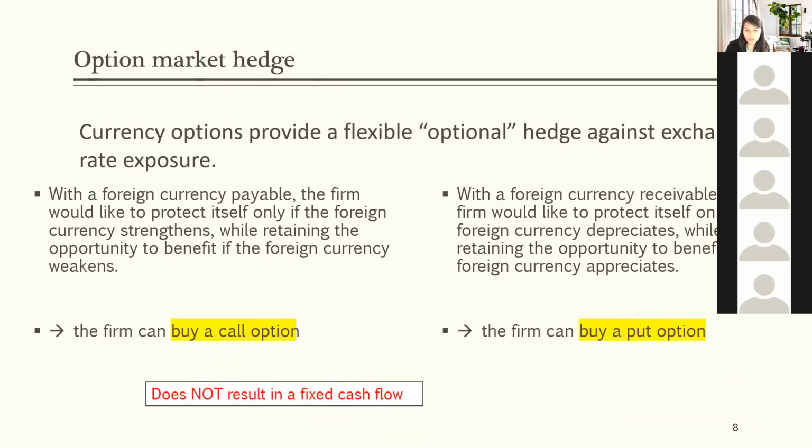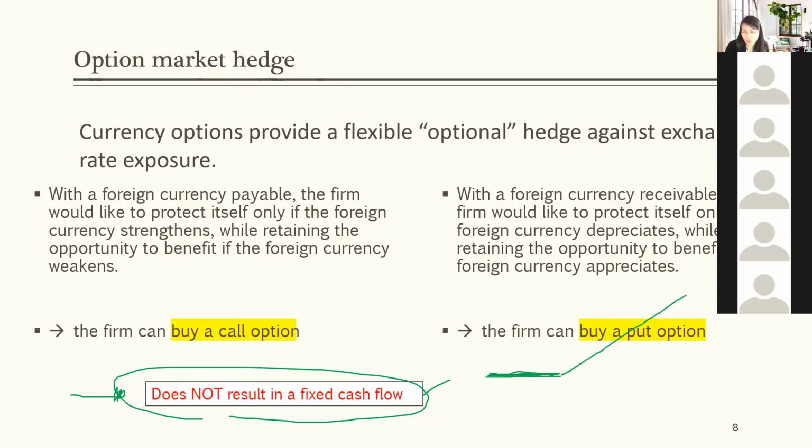So relative to the other two hedging tools, option hedging does not fix your cash flows. It provides you with a downside protection. So you know that the minimum that you're going to lose is a certain amount, right? So you know for sure that you're not going to be worse off more than this amount. And at the same time, it leaves you some room to take advantage of an upside potential. Okay. So downside protection and upside potential.